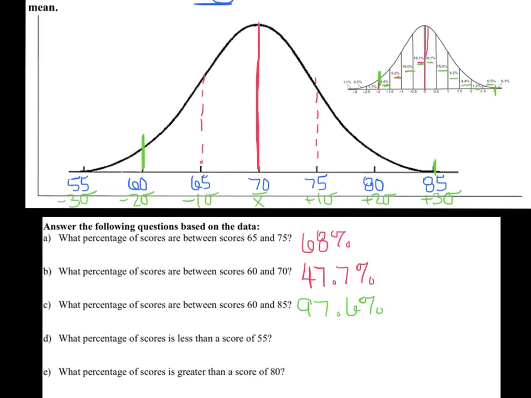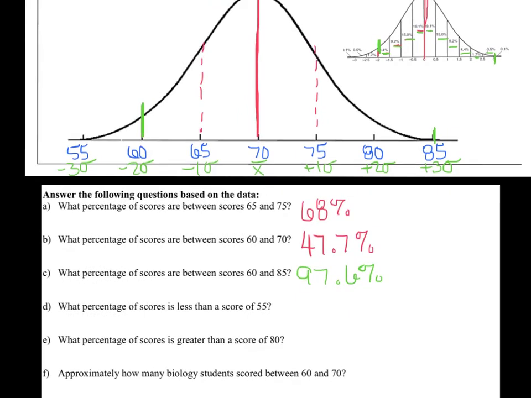All right, we're chipping away here. What percentage of the scores were less than 55? I'll tell you what, that's a very small percentage. 55 corresponds to 3 standard deviations below. If you find the negative 3 on the chart and go below that, or to the left, it's only 0.1%. That's a minuscule number, very small.